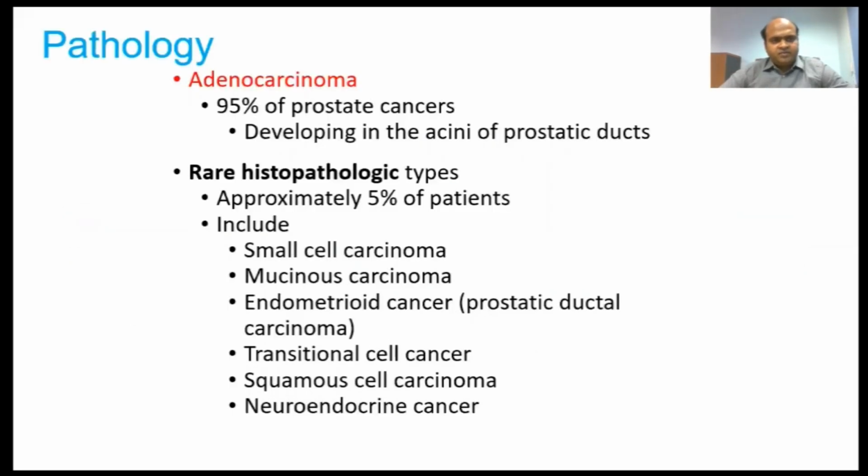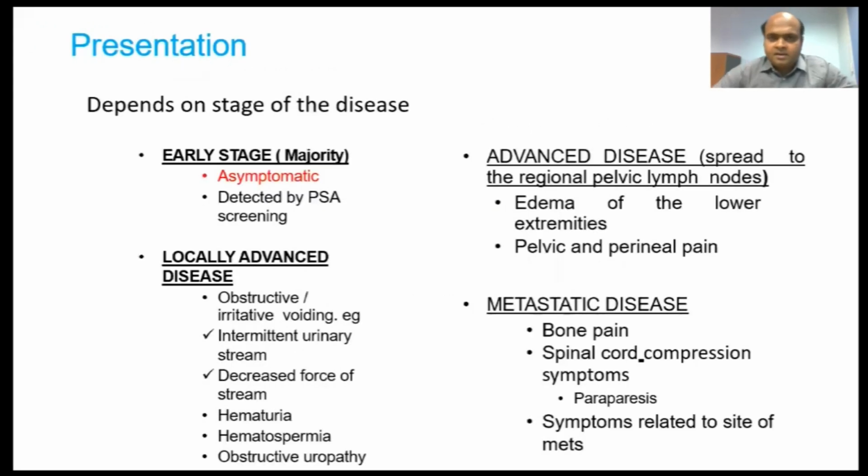If I talk about the pathology of prostate cancer, 95% of prostate cancers are adenocarcinoma. Other rare histologic types include small cell carcinoma, transitional cell carcinoma, squamous cell carcinoma, and neuroendocrine tumor. It is interesting to know that the presentation of prostate cancer varies widely and depends on the stage of the disease. The majority of prostate cancers detected by PSA screening are usually asymptomatic.